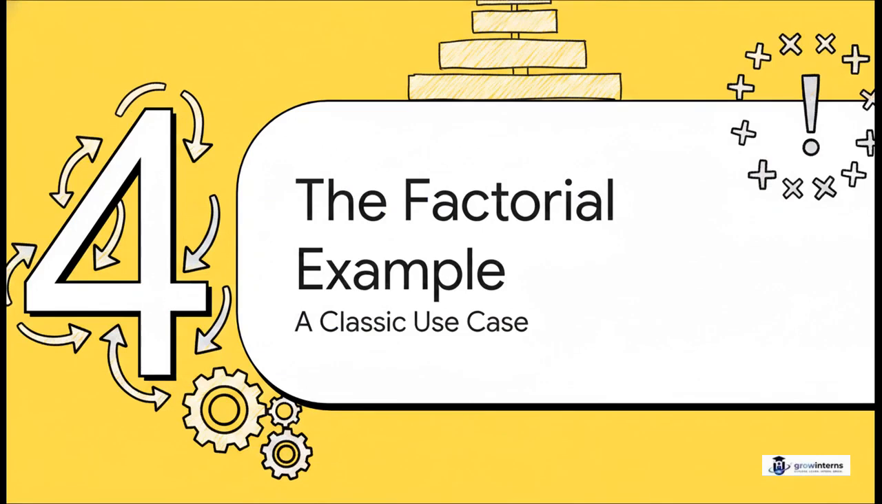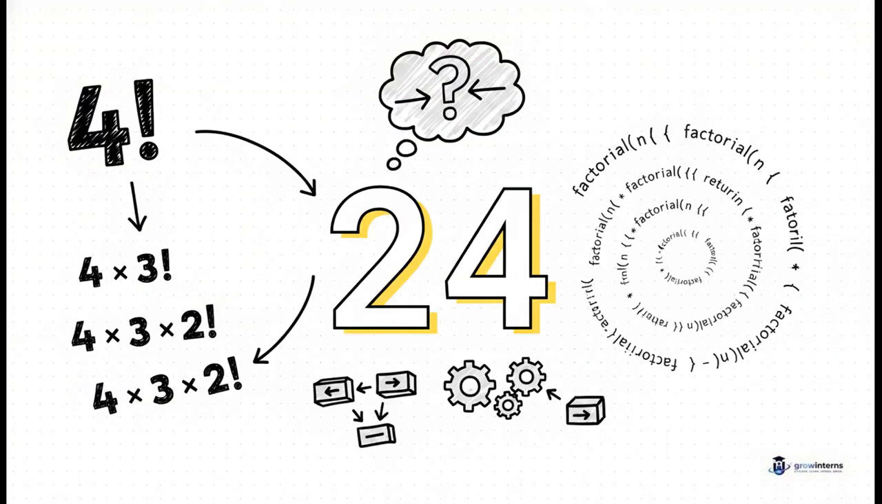Okay, so now we get how it works, and more importantly, how it can break. Let's look at a classic problem where recursion isn't just an option. It's a really beautiful and elegant solution. Let's talk about factorials. You might remember this from math class. The factorial of a number, say 4, is just 4 times 3 times 2 times 1.